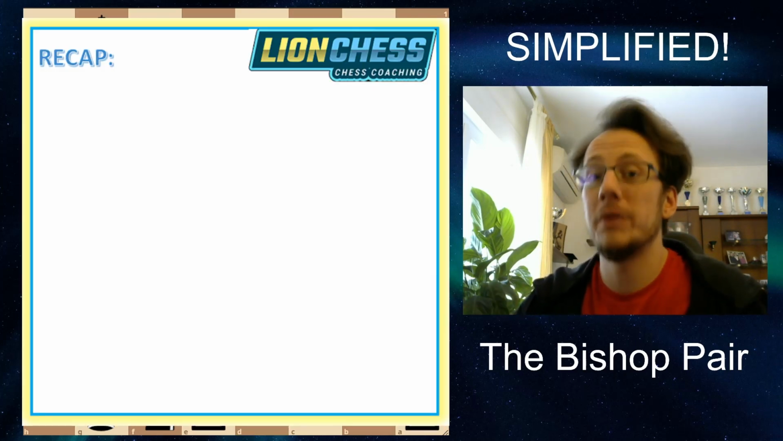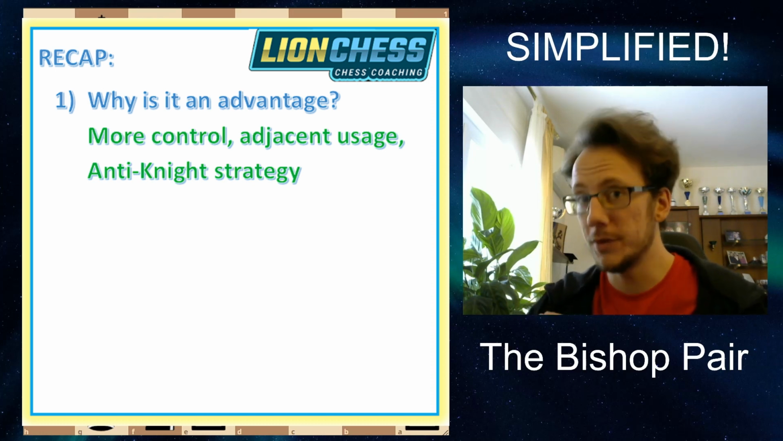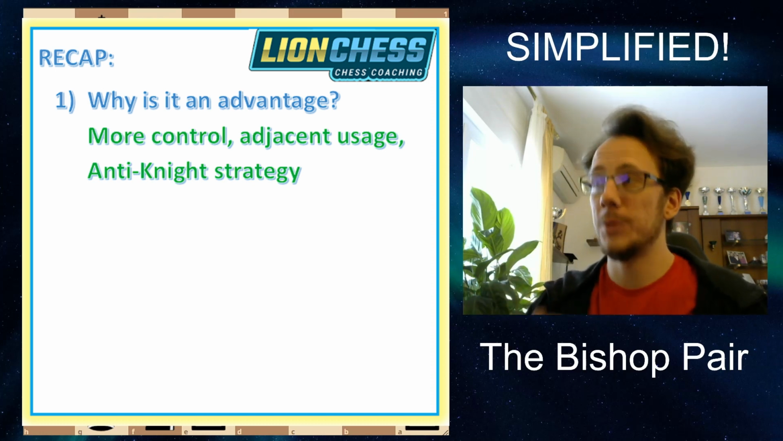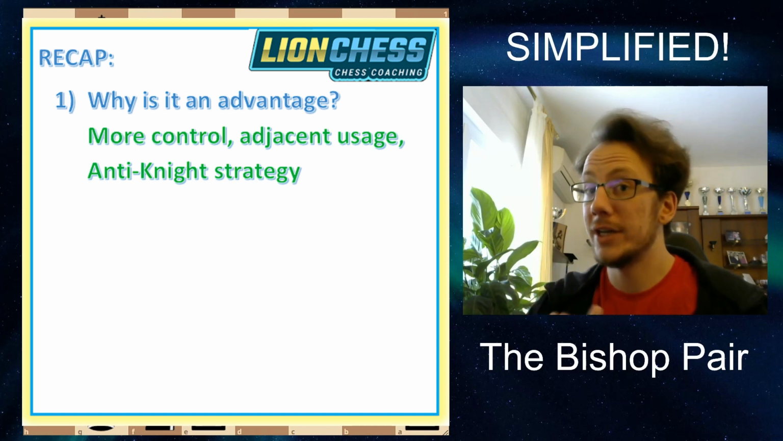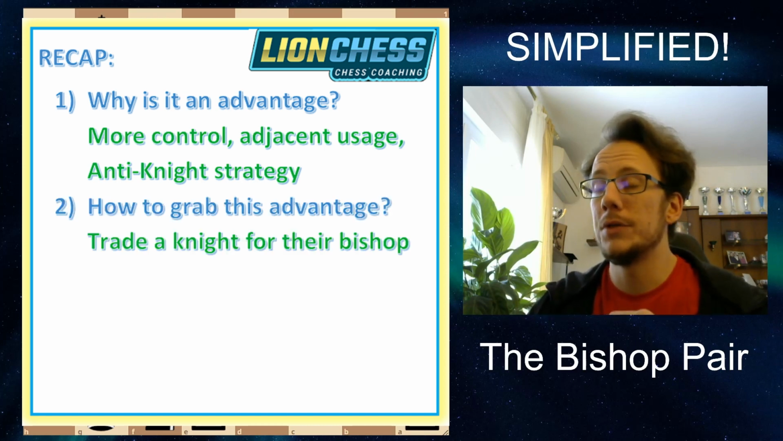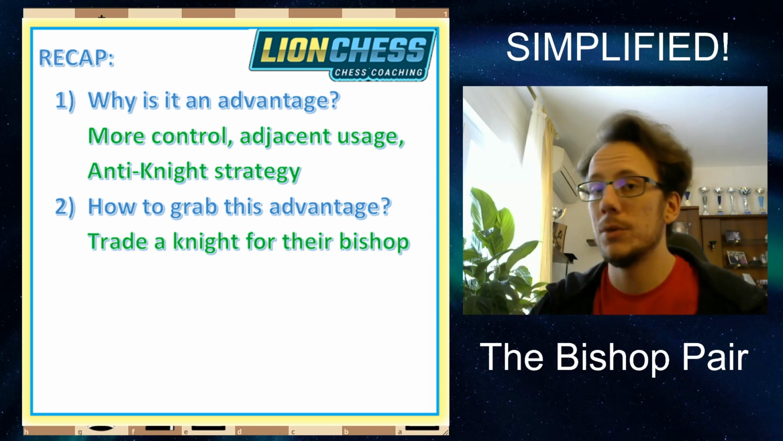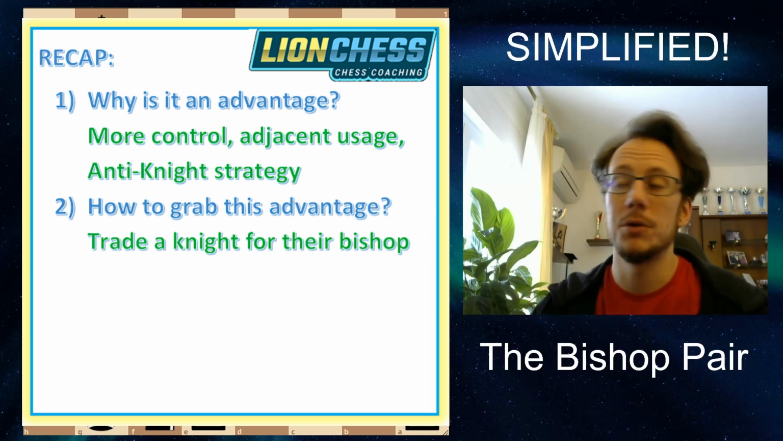So a quick recap of everything we covered. We covered why the bishop pair is an advantage. We said that as a result of it, you have more control over the board, especially when using them on adjacent diagonals. And we talked about the anti-knight strategy. That's number 1. Number 2 is how to acquire the bishop pair advantage. We said trade one of your knights for the opponent's bishop. Sometimes your opponent helps you, sometimes you have to do it on your own.